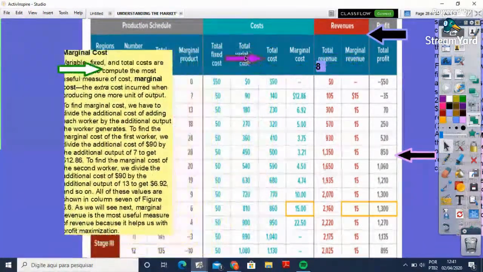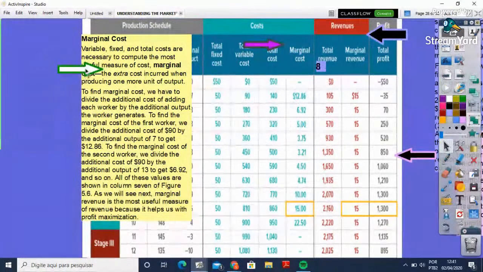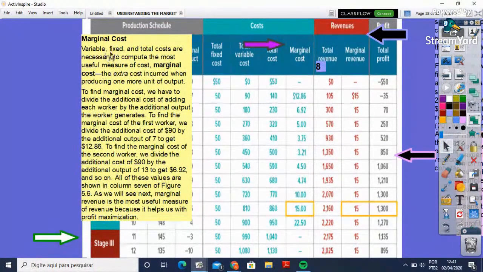What is a marginal cost? Let's go to marginal cost first, and then we'll go to the rest. Variable, fixed, and total costs are necessary to compute the most useful measure of cost. Marginal cost is the extra cost incurred when producing one more unit of an output. How can I find the marginal cost? We have to divide the additional cost of adding each worker by the additional output the worker generates.